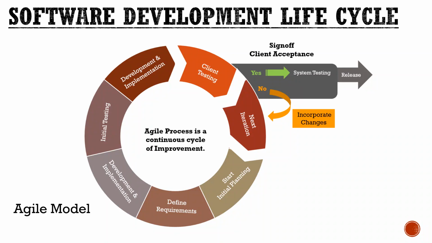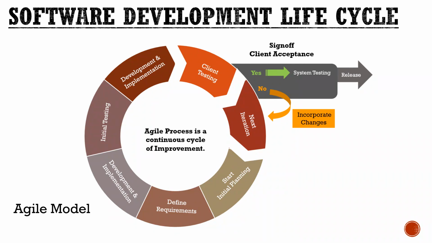After defining the requirements, the development team and design team work on design and development, and then they implement the developed software in this development and implementation phase. Next, after the testing is done for the developed software, the software is implemented at the client place, and the client also tests the software.